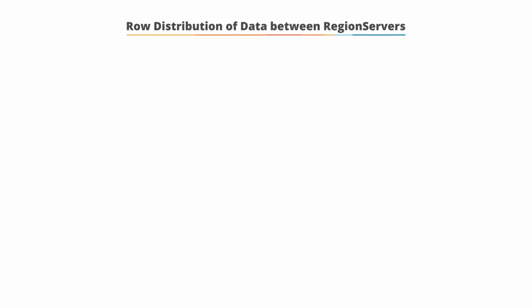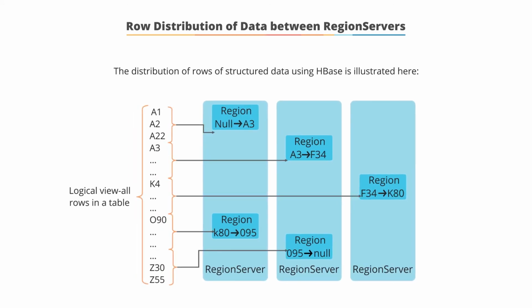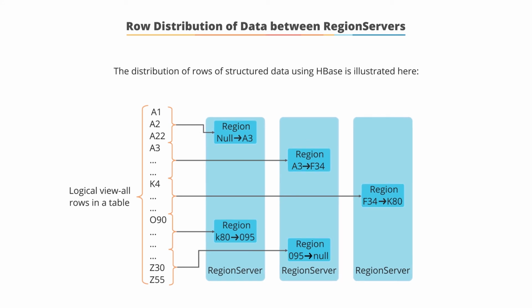Row distribution of data between region servers. The image describes the distribution of rows in a structured database using HBase. It shows how the data is sliced and then maintained in individual region servers, depending on the requirement of the user. This type of distribution ensures availability of data for a specific user.